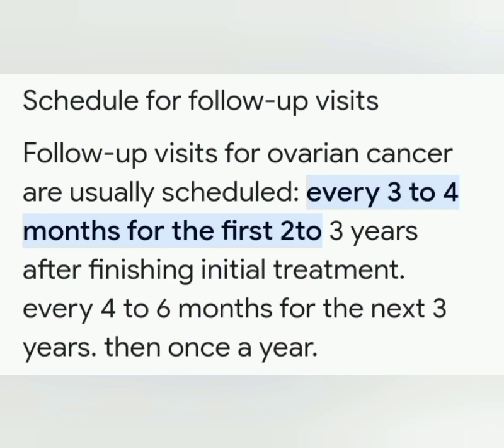Then the schedule of follow-up is usually every 3 to 4 months for the first 2 to 3 years after finishing the initial treatment, then every 4 to 6 months for the next 3 years, and after that once a year. So according to the state of the disease, you have to decide the follow-up, and in every follow-up you have to assess the patient by vaginal examination, go for tumor marker, and go for the transvaginal scan to see whether there is any recurrence or spread of the disease. So ultimately in this way you will define a follow-up visit for the patient.